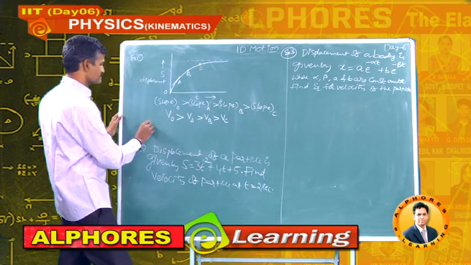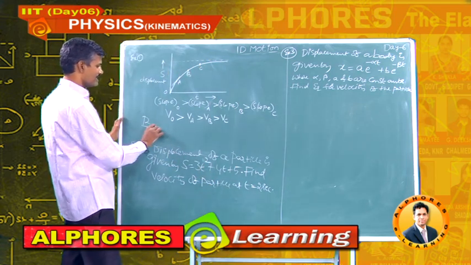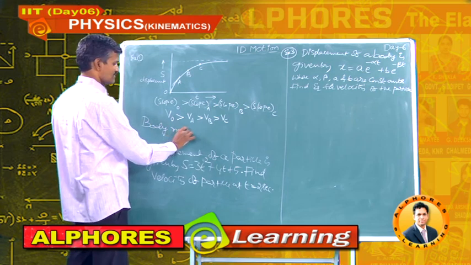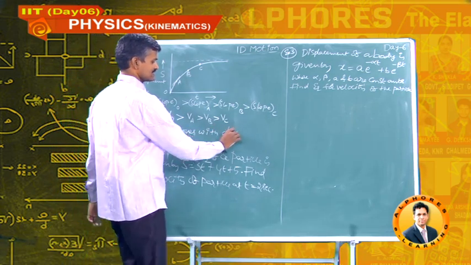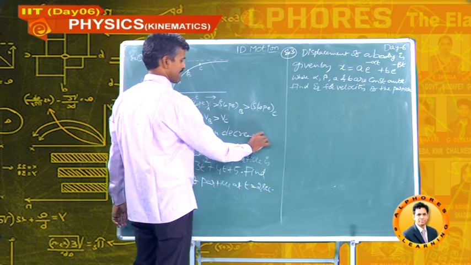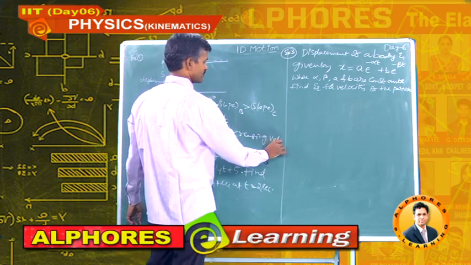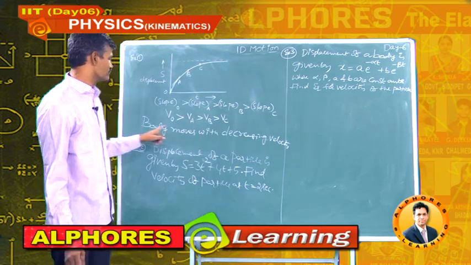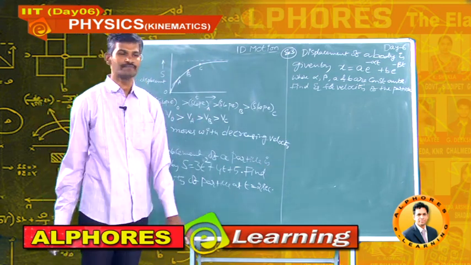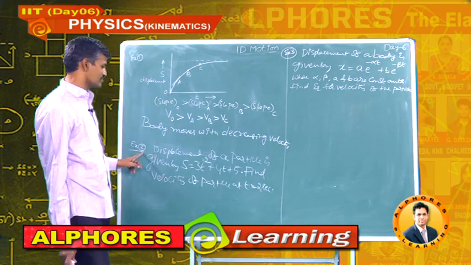The body moves with a decreasing velocity. From this graph, you can conclude these points. Okay. Next, what is our next question?